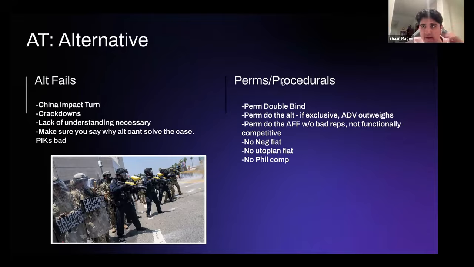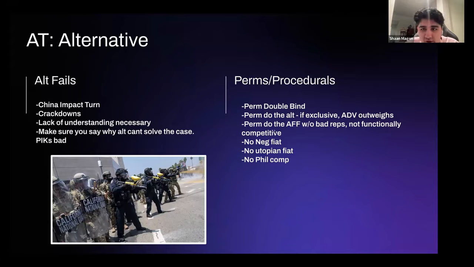The first thing I'll say is perm double bind. This just means that either their alternative is super good and it can overcome all the certain military crackdowns, all that stuff in the status quo, which means it should definitely be able to overcome our affirmative, or it's not strong enough, which means it'll just get cracked down upon.